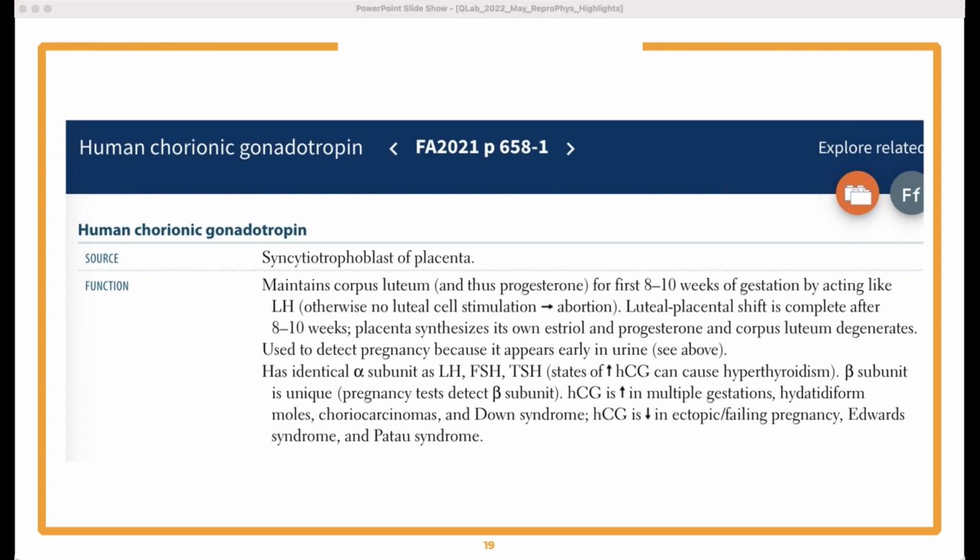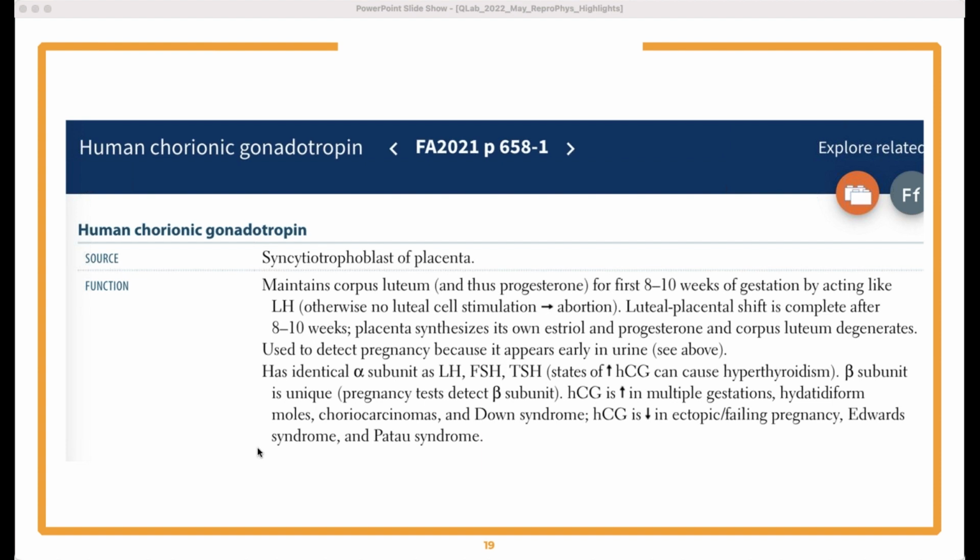function of HCG is to maintain that corpus luteum for the first 8 to 10 weeks by acting like LH. Okay, and the reason it maintains the corpus luteum is so, as we talked about in question 1, the corpus luteum can continue to make progesterone, okay, which is needed. Okay, now eventually the corpus luteum degenerates. Okay, but the main function of HCG initially is to maintain that corpus luteum, okay, and thus progesterone.